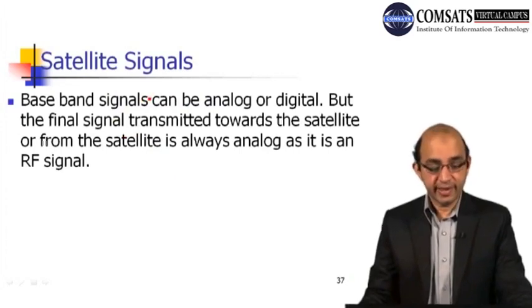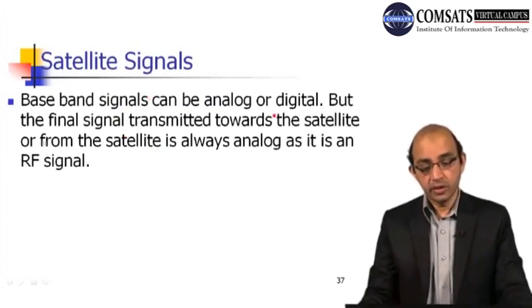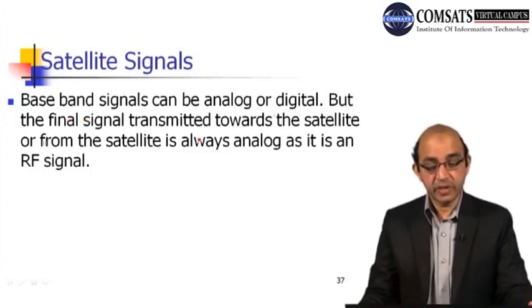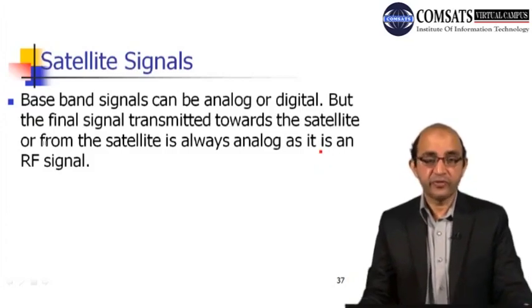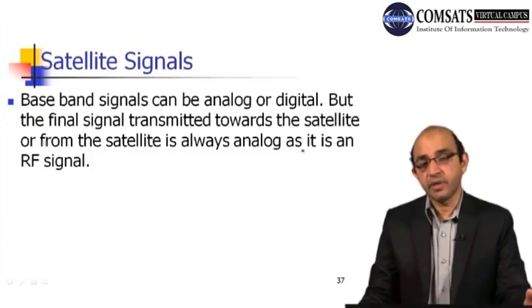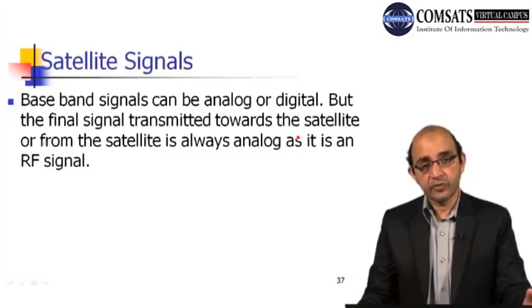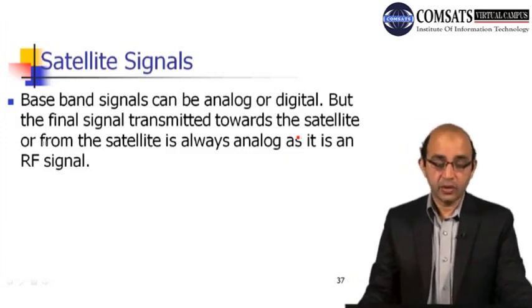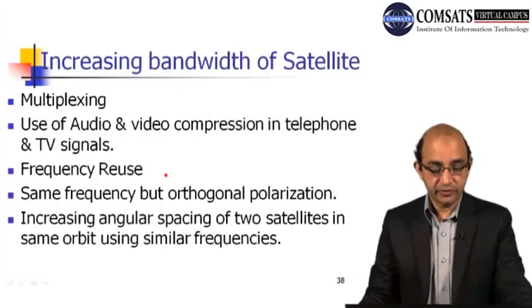So if we talk about the satellite signals, baseband signals can be analog or digital, but the final signal transmitted towards the satellite or from the satellite is always analog, as it is an RF signal. Whenever we talk about the ultimate transmission of the data from satellite to Earth or from Earth to satellite, it has to be analog as it is an RF signal.